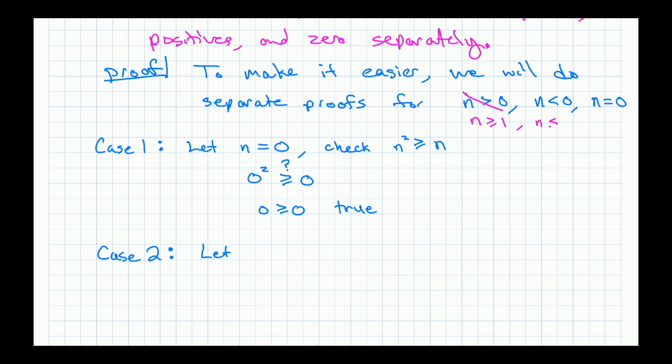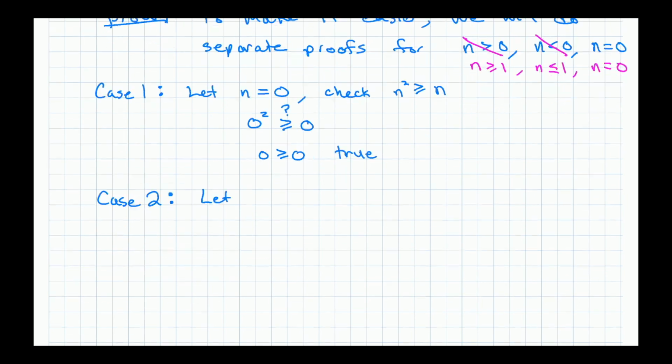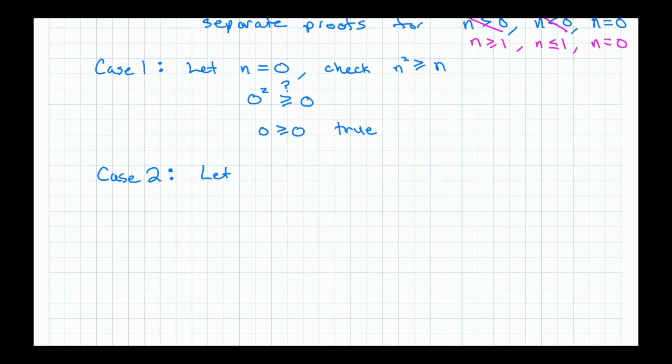And n less than or equal to -1, and n equals 0. Right? That's actually the three cases for integers. Integers bigger than or equal to 1, integers less than or equal to -1, and 0. That's it. So if I make that change here, I think my proof will work out. So let n greater than or equal to 1 be an integer.